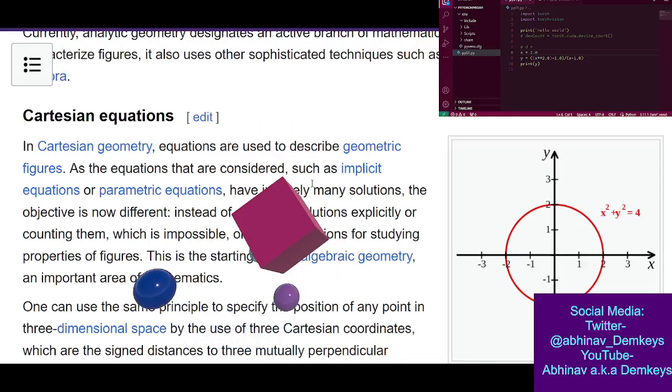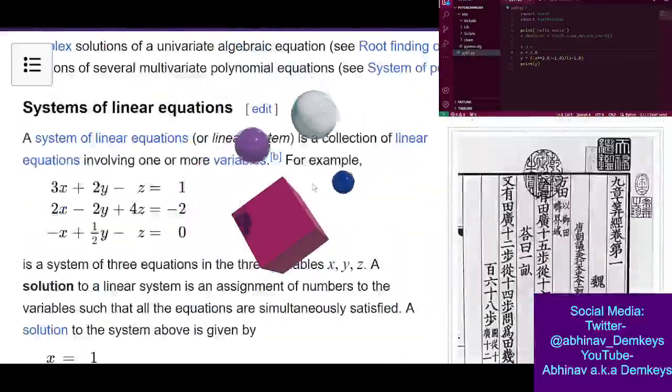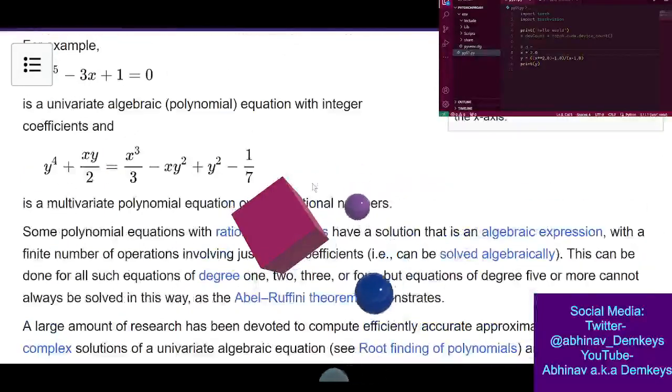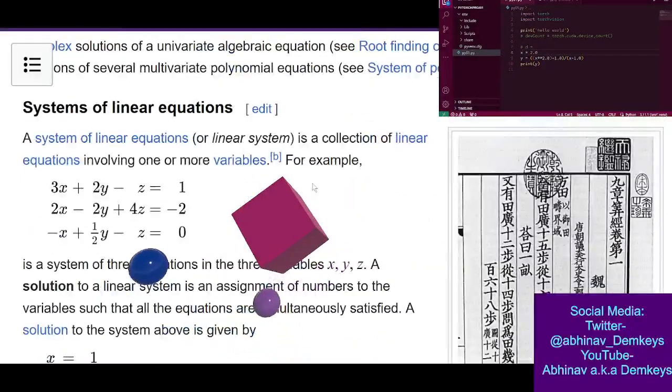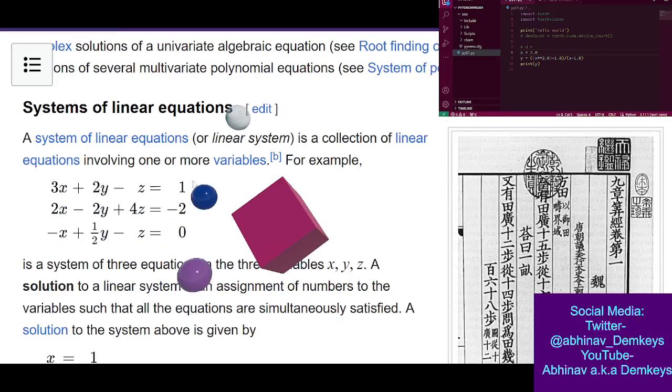In Cartesian geometry, equations are used to describe geometric figures. Maybe I can get to this later on. For now, I need something simple. So I need this, and I think I might need this as well. This is what I'm talking about. I'm usually not in situations where I have to do this kind of stuff, right? Usually I have the equation with me.